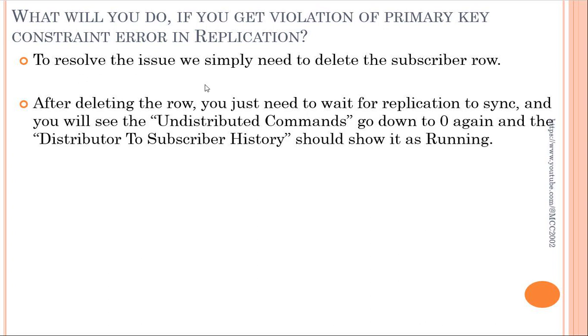So the steps to resolve this: you simply need to delete the subscriber row, meaning the row inserted in the subscriber, we just need to drop it. Then after deleting the row, you just need to wait for the replication to sync, and you will see undistributed commands go down to zero again, and the distributor to subscriber history should show it running.